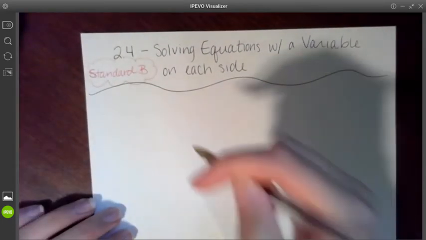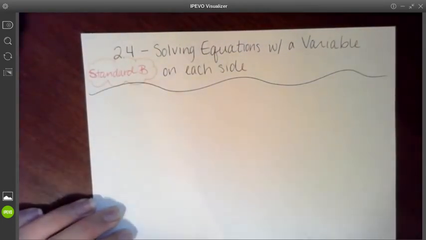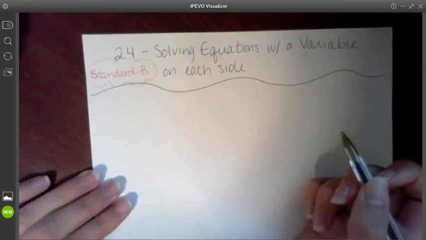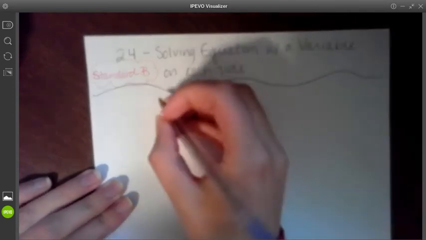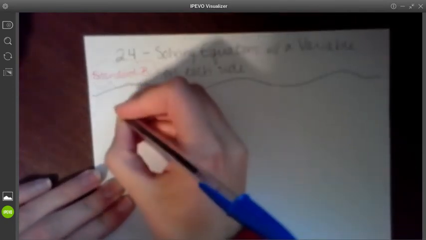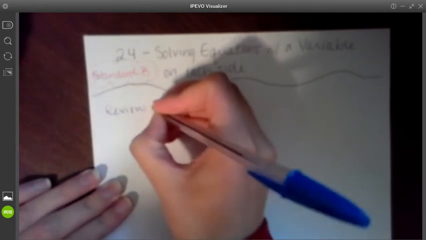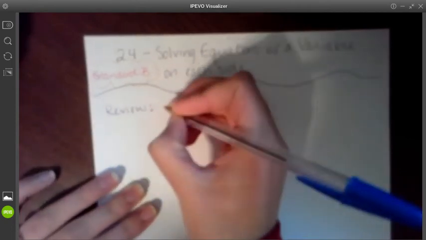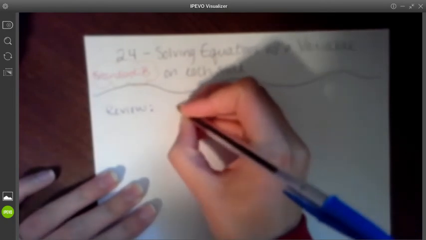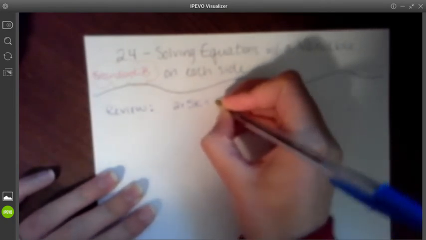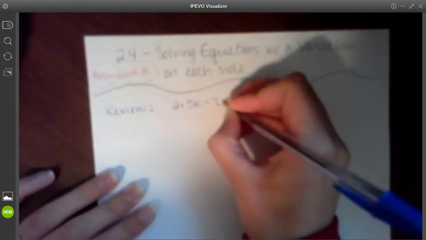Okay, there we go. So 2.4, solving equations with a variable on each side. Okay, so equations that we've been solving so far have looked kind of like this. So this is review, or this should hopefully be review. Otherwise, you might learn something here. So if we had 2 plus 5k equals negative 6.